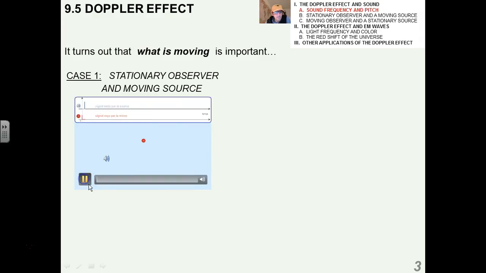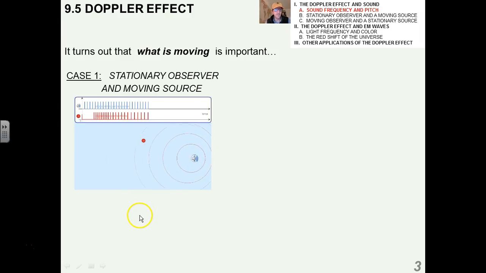I'm going to play this again, and I'm going to show you several different videos of this. You can see the waves, and every time the wave front hits the microphone, you hear a little ticking sound. So you can hear that there are fewer wave fronts hitting the microphone per unit time as the actual source is moving to the right away from the microphone, okay?